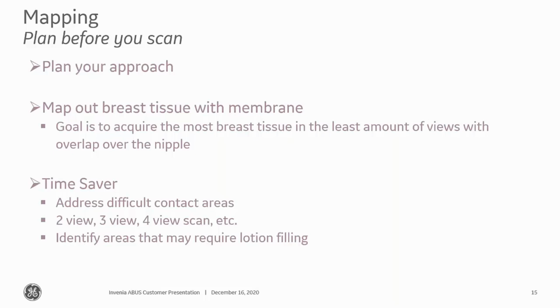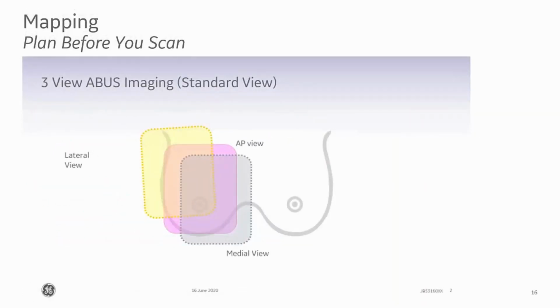It just kind of gives you a good idea to help you know where you need to put that extra lotion and just kind of make things go a little bit smoother. These are the different views as far as mapping. Our 3 standard views are AP, lateral, and medial.